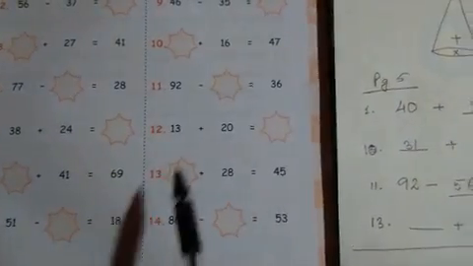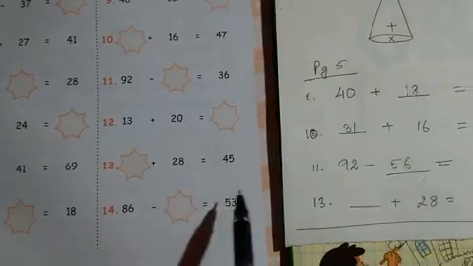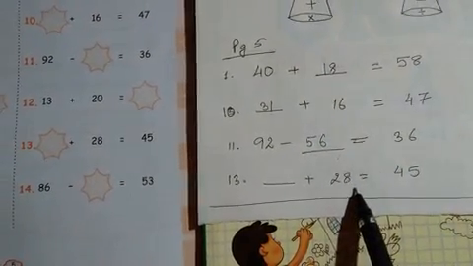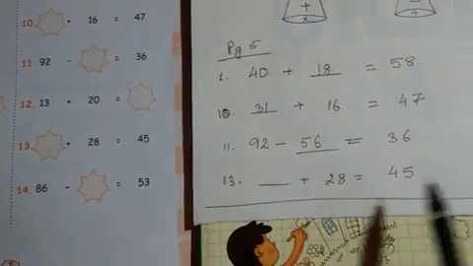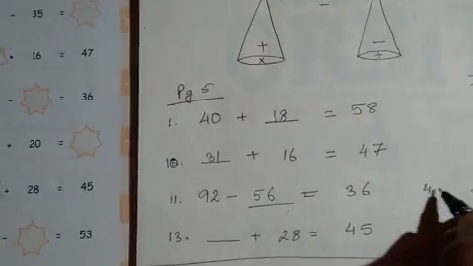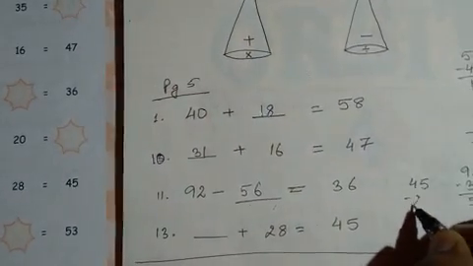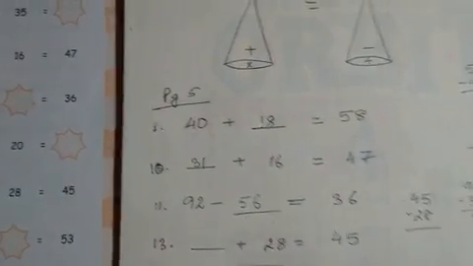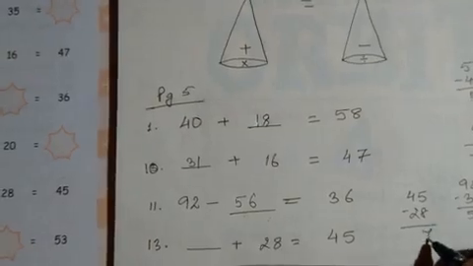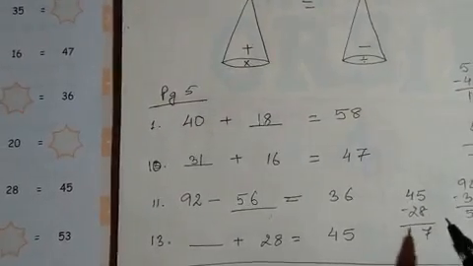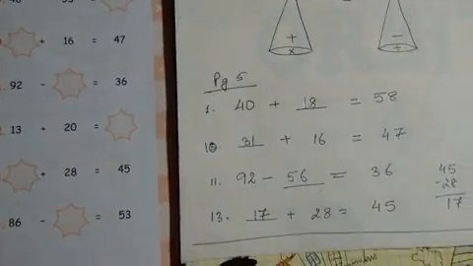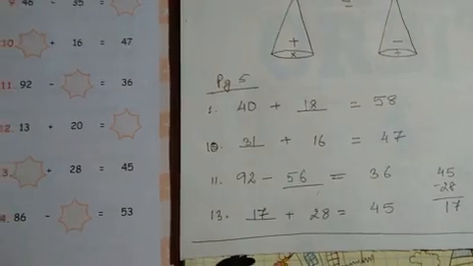Now the 13th one: dash plus 28 is equal to 45. Again, 28 is with a plus sign, so we put it on this side. So this becomes 45 minus 28. 15 minus 8 is 7. This becomes 3, 3 minus 2 is 1. So this becomes 17. 17 plus 28 is equal to 45.